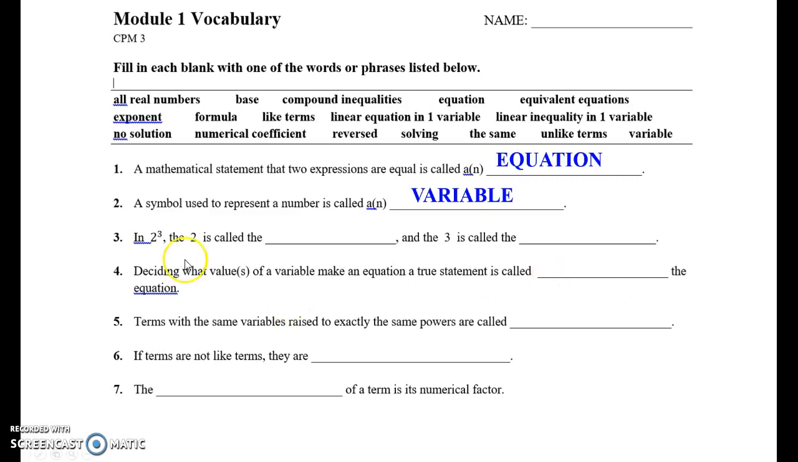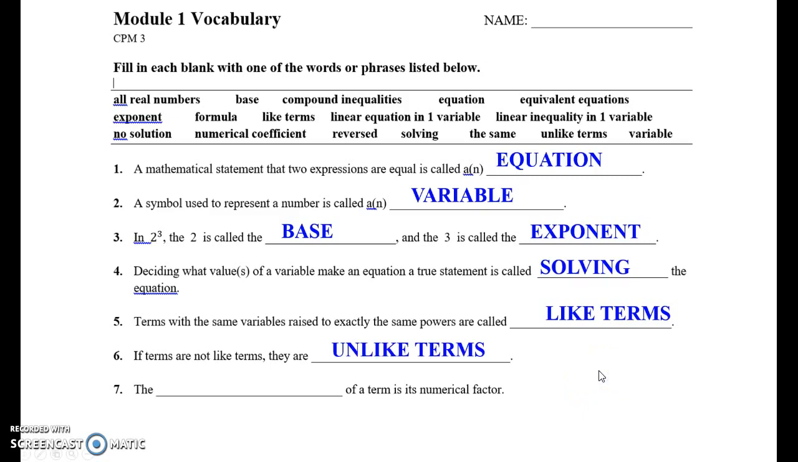Number three, in 2 to the third power, the 2 is called the base and the 3 is called the exponent. Number four, deciding what values of the variable make an equation true is called solving the equation. Number five, terms with the same variables raised to exactly the same powers are called like terms. Six, if terms are not like terms, then they are unlike terms. And you can only combine like terms.